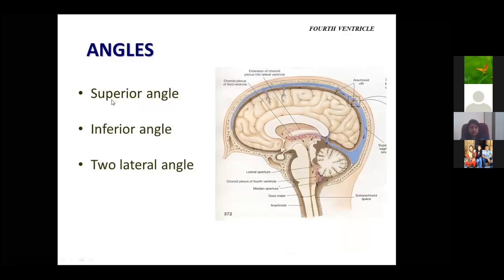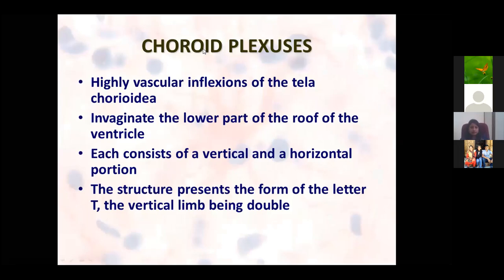So what are the angles? They are the superior angle, then the inferior angle, and two lateral angles. The choroid plexuses are highly vascular reflections of pia mater, the tela choroidea. They produce the CSF and are present mainly in the lateral ventricle, and in the fourth ventricle they are present in a T-shaped manner.